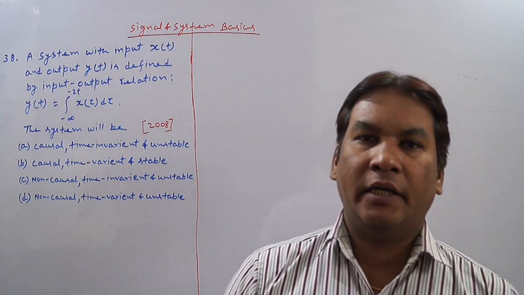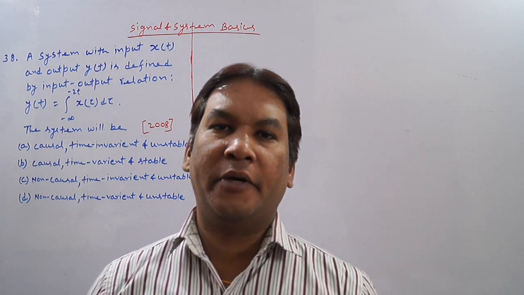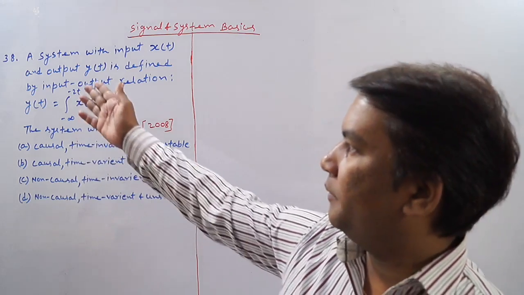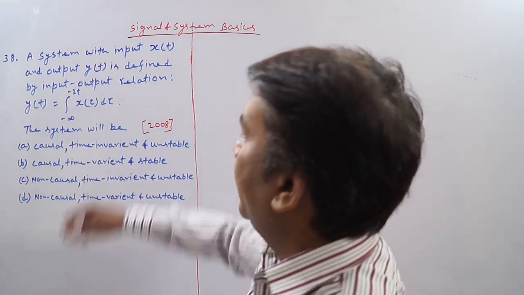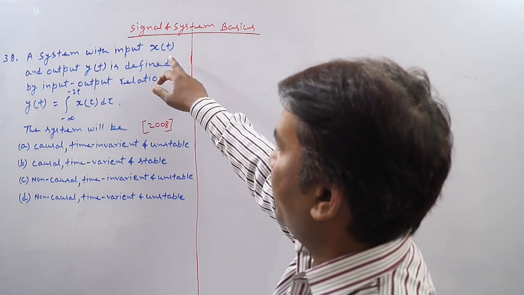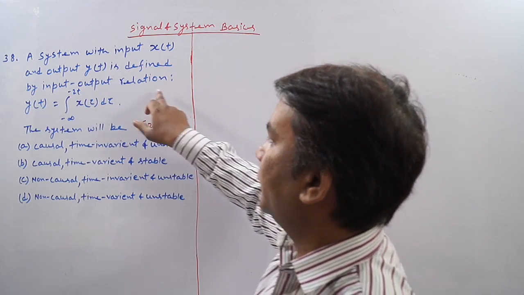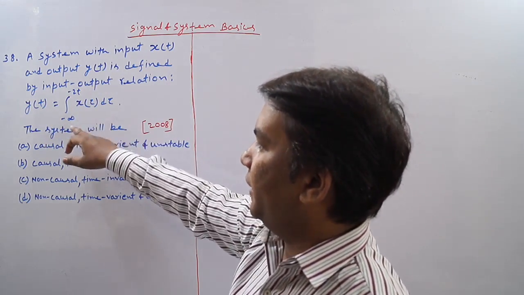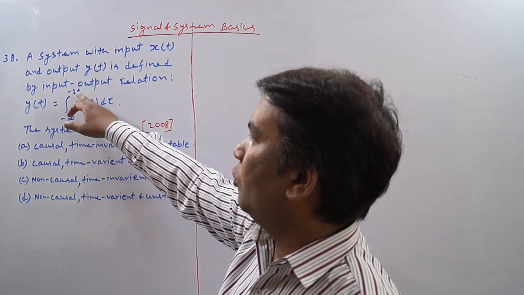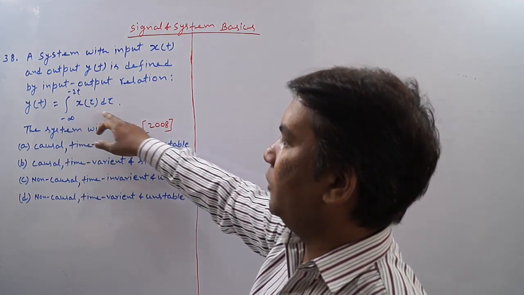Friends, now we are in the 8th class of signals and systems basics. Here the 38th problem is: a system with input x(t) and output y(t) is defined by the input-output relation y(t) equal to the integral from minus infinity to minus 2t of x(tau) d tau.